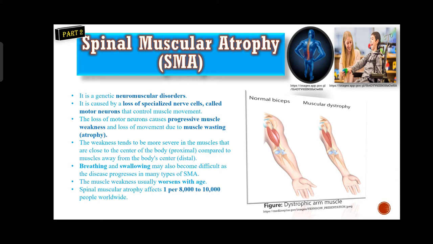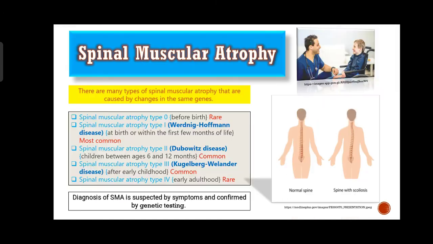Breathing and swallowing may also become difficult as the disease progresses in many types of SMA. The muscle weakness usually gets worse with age. Spinal muscular atrophy affects 1 per 8,000 to 10,000 people worldwide. There are many types of spinal muscular atrophy that are caused by changes in the same genes.